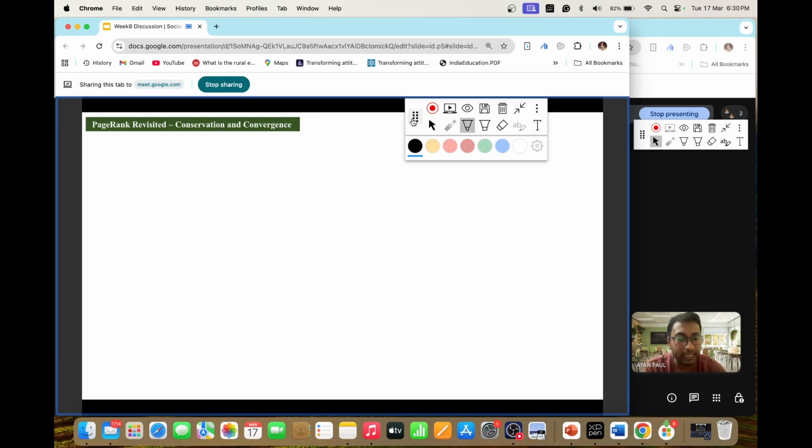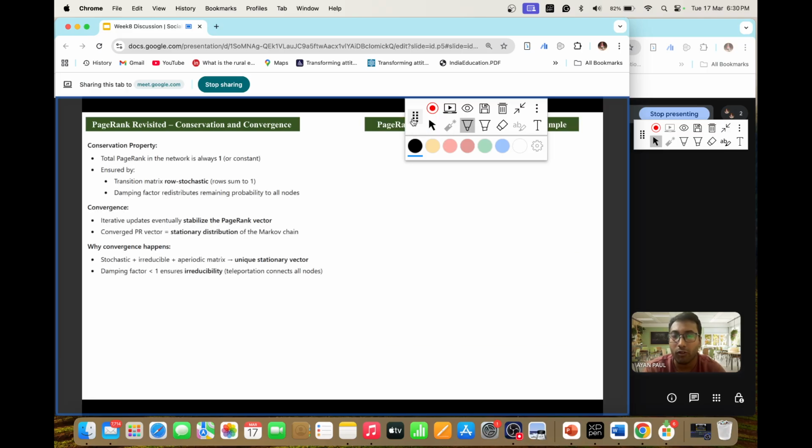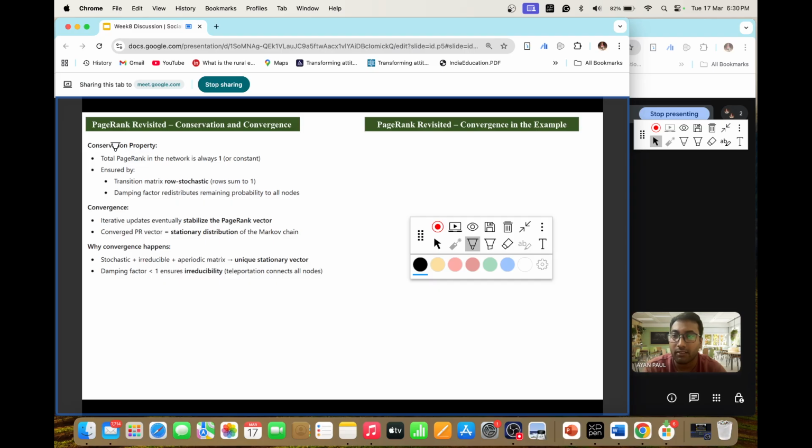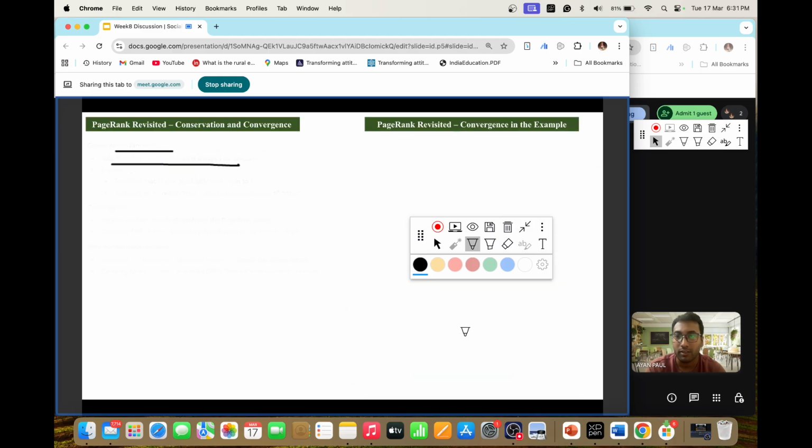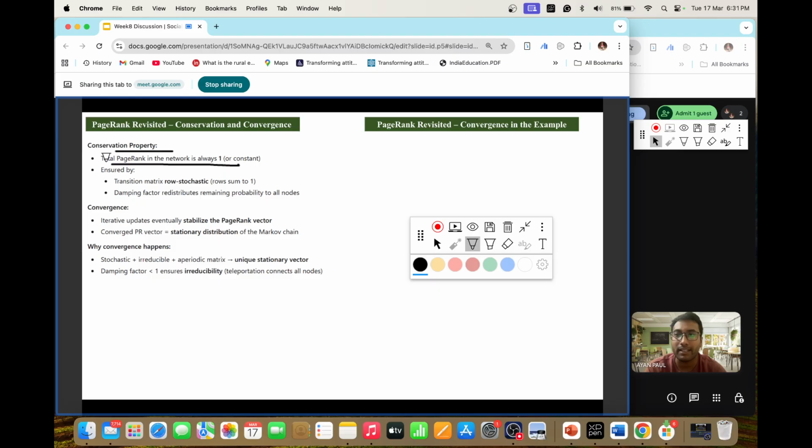Now, PageRank revisited: conservation and convergence. Now we will talk about convergence. First is the conservation property: the total PageRank in the network is always 1. Anytime you sum all the PageRanks of A, B, C, D, you will get 1. So 0.25 plus 0.25 plus 0.25 plus 0.25 gives you 1. Similarly, in the first iteration also, if you calculate, you will get the PageRank equal to 1. So this property is known as the conservation property: total PageRank in the network always sums to 1.